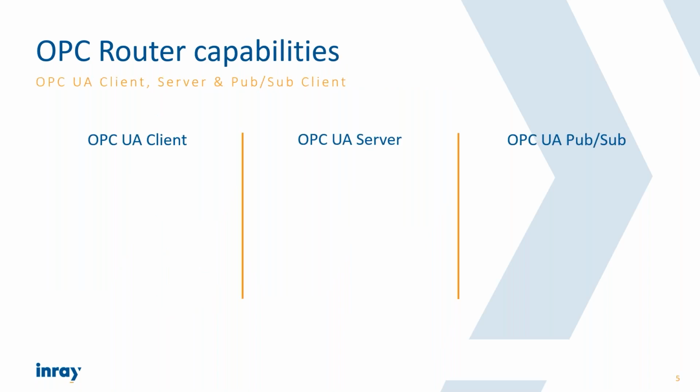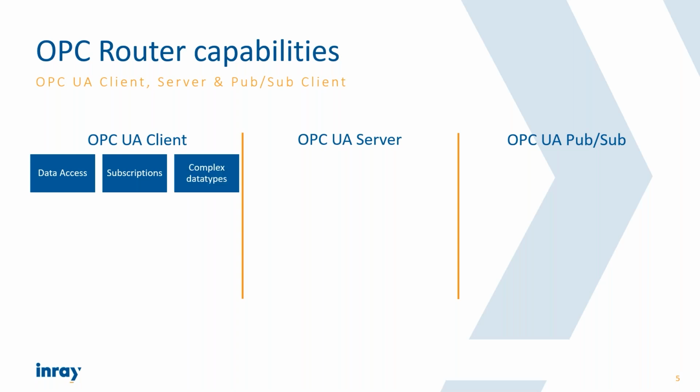OPC Router, as the name implies, is a capable OPC UA tool. And let's take a quick look at all the OPC capabilities OPC Router offers. Firstly, the UA client, of course, offers data access capabilities, including subscriptions wherever it's fitting. You can interact by reading and writing complex data types.